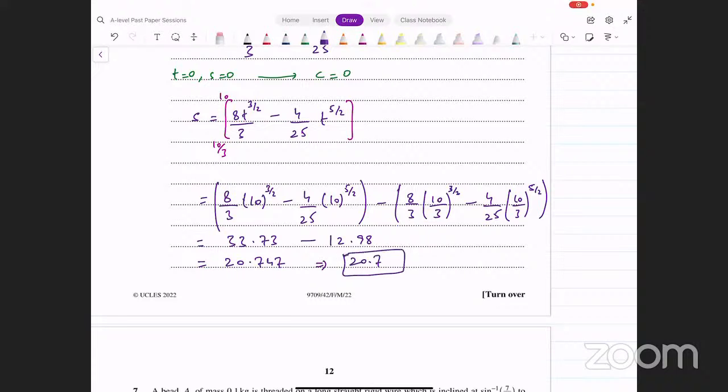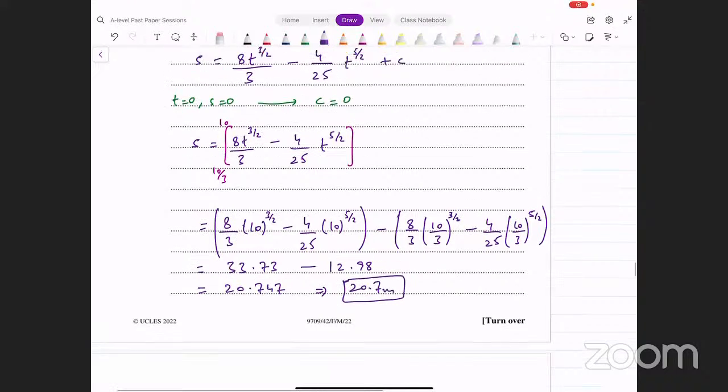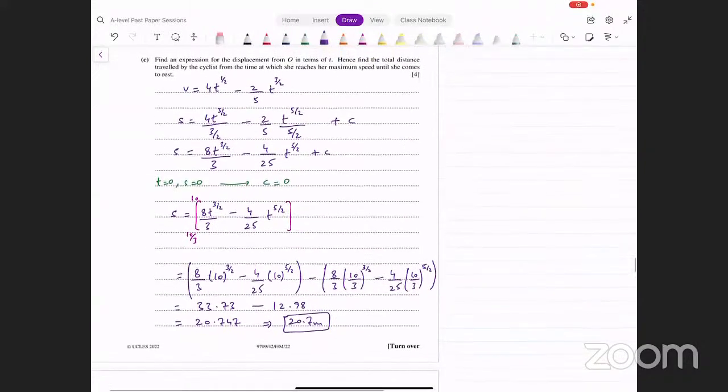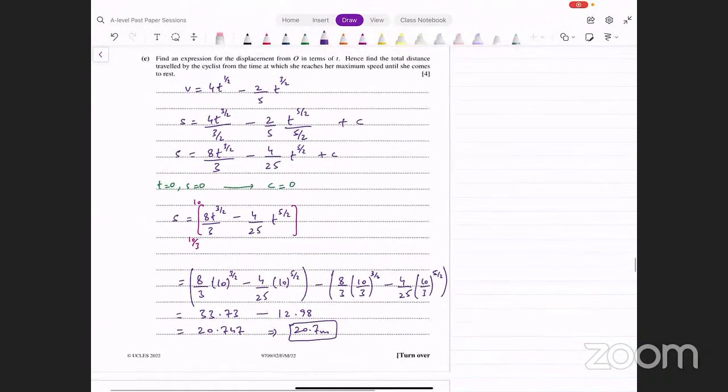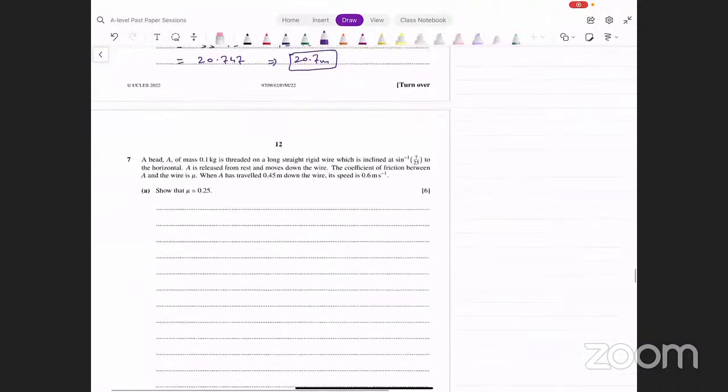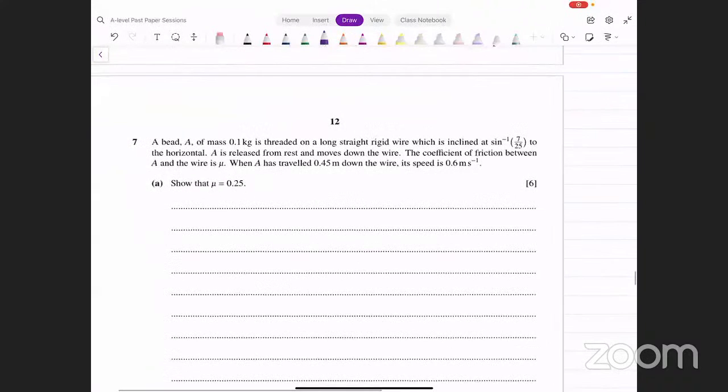That's the distance traveled from the point that the cyclist reached her maximum speed until the point she comes to rest. ठीक है, ये आपको figure out करना था यहाँ पे. ठीक है, ये आपके पास distance आ गया. That was question number 6, and yeah, that's it in question number 6. Let's move on to the next one.